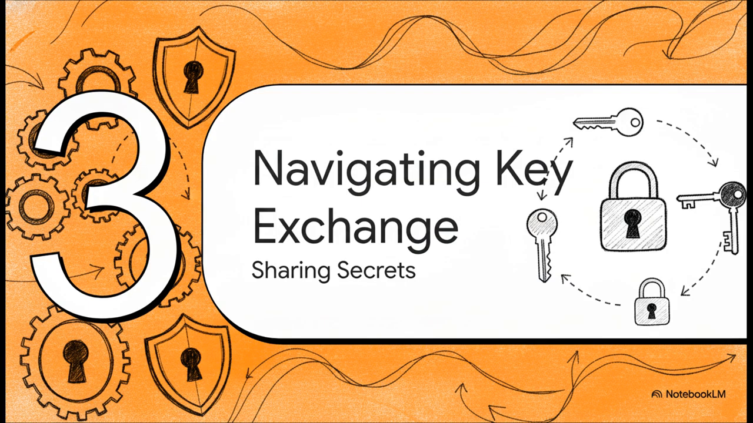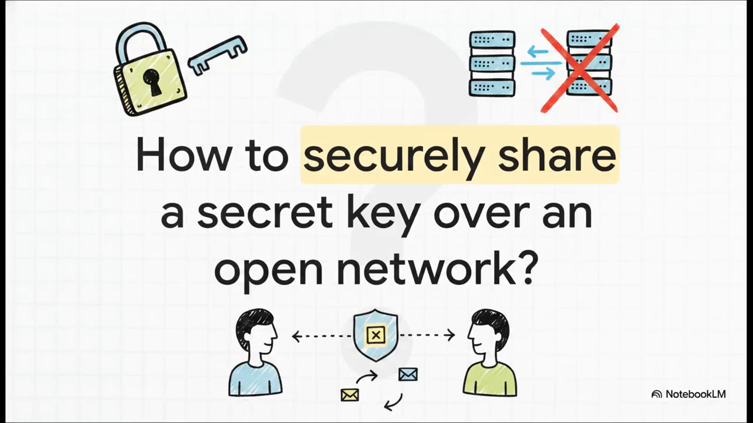Section 3. Navigating key exchange. So we hit a fundamental dilemma. We know symmetric encryption is fast and super efficient. That makes it great for encrypting massive amounts of data, like video streams or big file downloads. But its main disadvantage is that all parties must exchange the key before they can actually decrypt the data. So how do you send a secret key over the open internet securely, without a malicious person intercepting it?